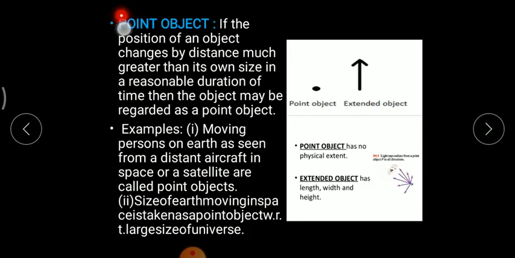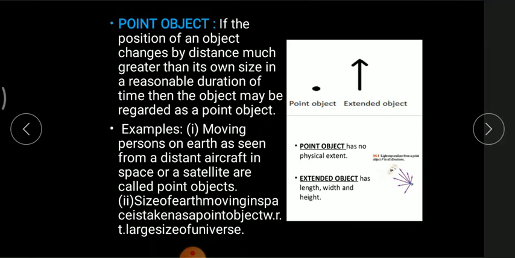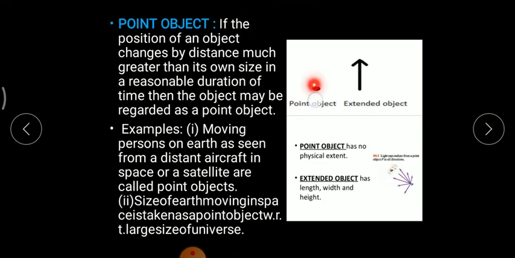Now, what do you mean by point object? As you can see, this is a point object and this is an extended object. A point object has no physical extent. What do you mean by physical extent? It doesn't have any length, width or height. If an object doesn't have any length, width or height, we will say it is a point object. Another way of seeing a point object is that if the position of an object changes by a distance much greater than its own size in a reasonable duration of time, we will say it is a point object.